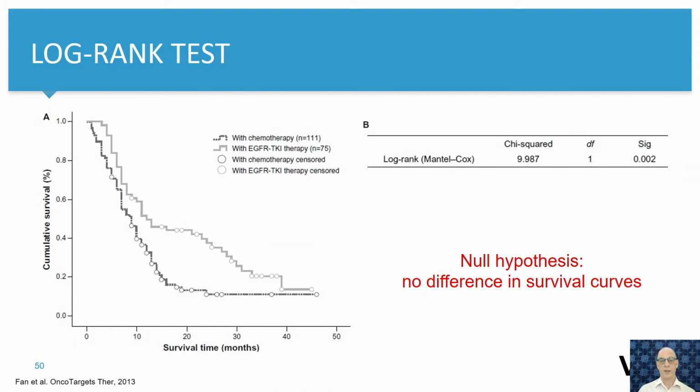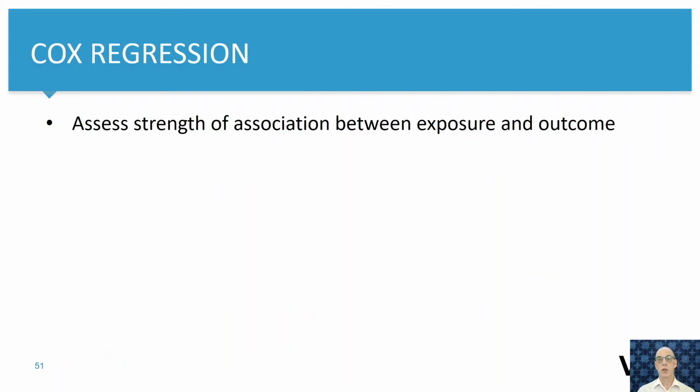This is an important finding, but the log-rank test does not tell us anything of how big the effect is of the experimental drug compared to the conventional chemotherapy with regards to improved survival. For that, we're going to use a regression approach. In this case, the Cox proportional hazard regression. And it assesses the strength of association between the exposure and the outcome. So here, the type of treatment on actual dying.